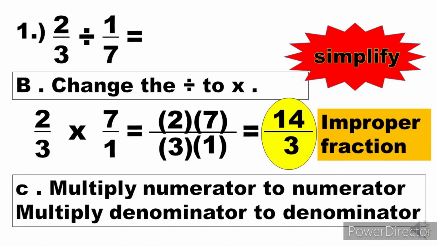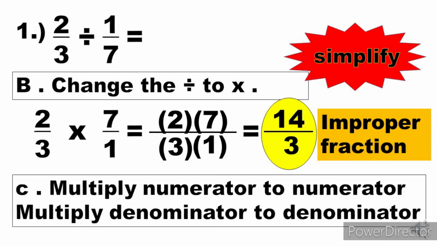Okay, so now we have 2/3 times 7/1. So, yung divide, pinalitan natin ng times. And then, ni-reciprocal or binaliktad natin yung 1/7, naging 7/1. And then, i-multiply natin yung numerator sa numerator, denominator sa denominator. So, yan yung third step. So, 2 times 7 is 14, 3 times 1 is 3. Okay, so ang result natin, ang quotient natin is 14/3, which is improper fraction.